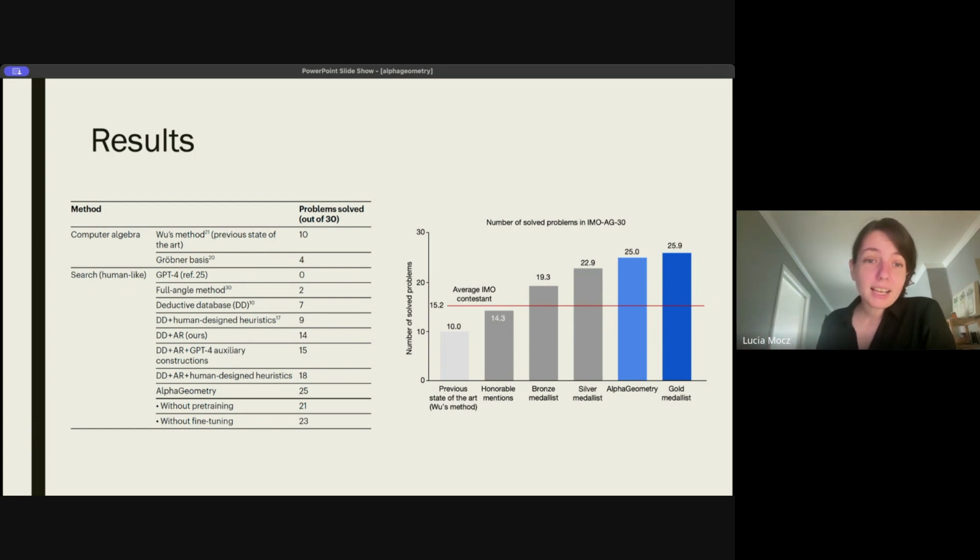And then lastly, you have AlphaGeometry, which has an impressive 25 out of 30 performance. Without pre-training, so only fine-tuning, it still has 21. Without fine-tuning and with only pre-training, it still has 23. And so compared with humans, an IMO gold medalist would have an approximate score of 25.9. AlphaGeometry is just shy of that at 25, and it certainly beats a silver medalist, which is at 22.9.